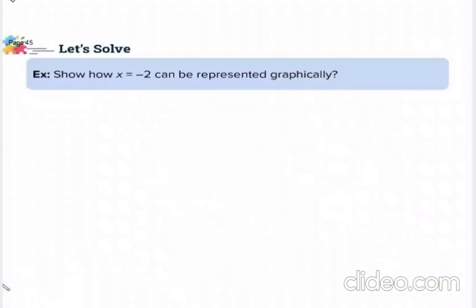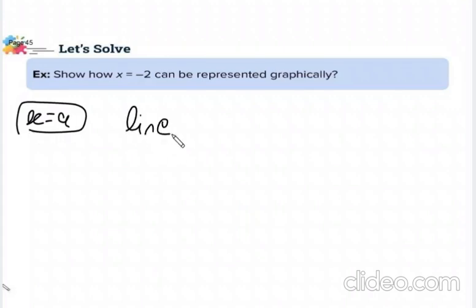Now look here. Show how x equals minus 2 can be represented graphically. Now what is given? x equals a is given. That means the line will be parallel to which axis? It will be parallel to the y-axis, isn't it? Then what we have to do? We have to plot it graphically. Now let's see how we will plot it.